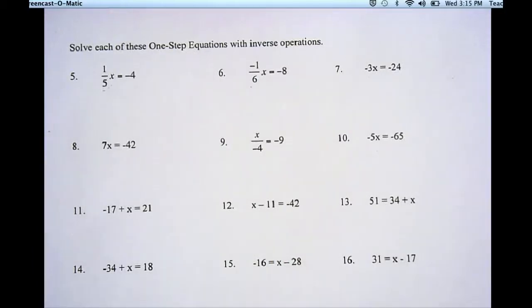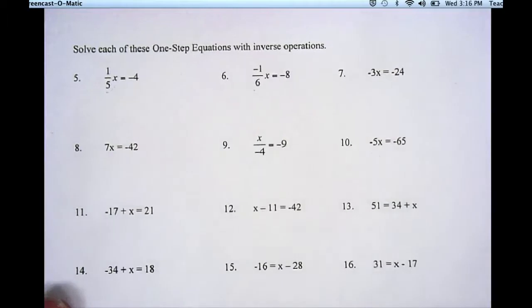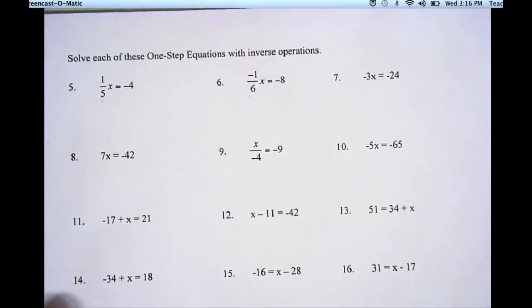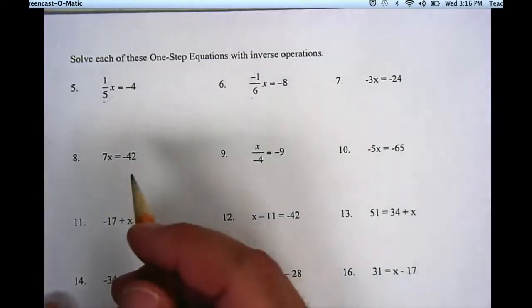So let's look at number 5 and 6, where I multiply my variable by a fraction. This is the type of problem I call reciprocal problems. Basically, when you multiply a fraction by your variable, what you have to do is undo multiplying by that fraction. And the way you do that is by multiplying by the reciprocal. So what is a reciprocal? Reciprocal, you ask. Well, let's look at reciprocals.